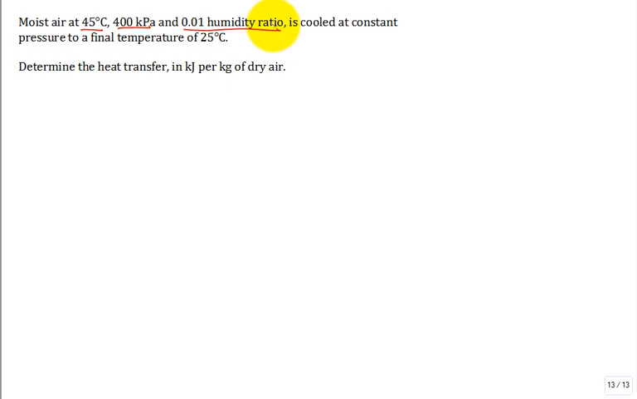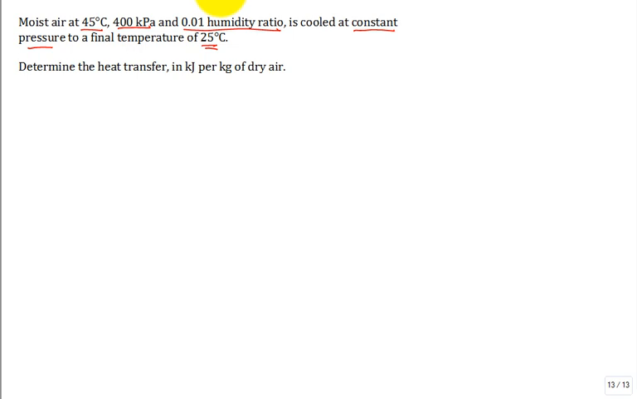So you'll have a very high efficiency filter and desiccant to keep it dry. But anyway, I thought what we'd do is we would cool it at constant pressure to a final temperature of 25 degrees C. Is that ambient? Yeah, ambient temperature, back to ambient.